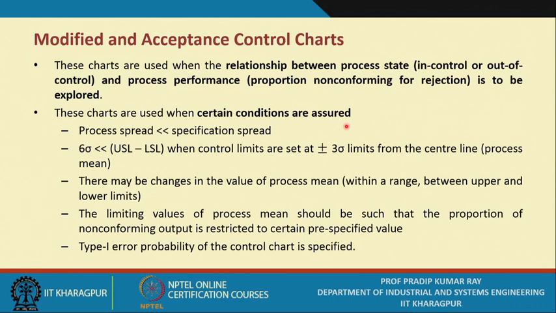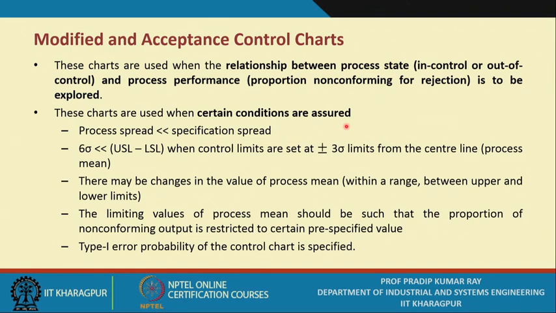So first you use the modified control chart, and then you refer to the acceptance control charts, and in fact both these control charts must be used simultaneously. Now I have made certain remarks related to these two types of control charts. The first point is that these charts are used when the relationship between the process state, either in control state or out of control state, or the process condition.